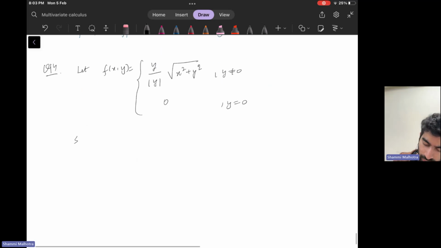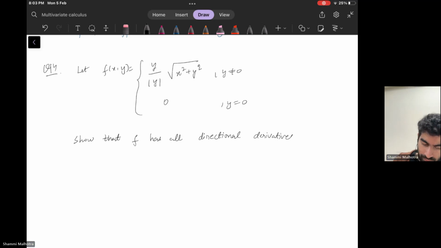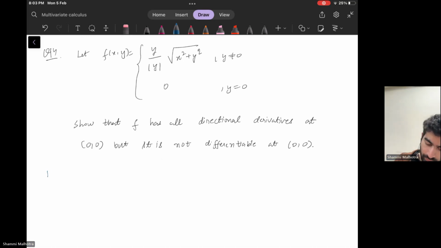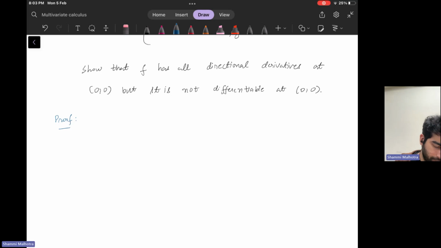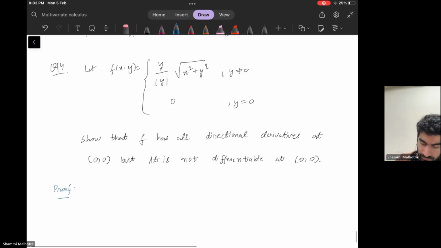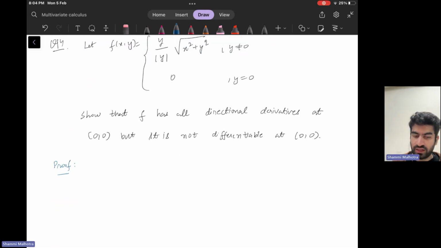Then what do I have to show? Show that f has all directional derivatives at (0,0), but it is not differentiable at (0,0). Okay, so let us calculate the directional derivatives first.